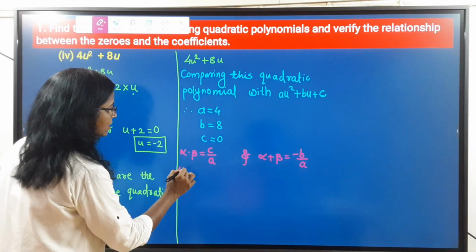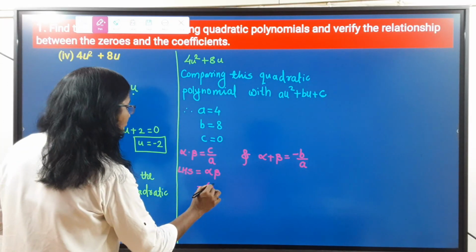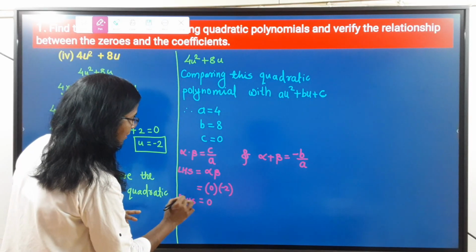So now here, LHS is equal to alpha beta. So here 0 multiplied by minus 2. That means LHS is equal to 0.